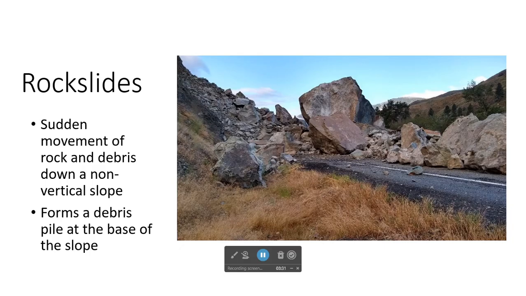Rock slides are next, and rock slides again, the name gives it away. So these are sudden movement of rock and debris down a non-vertical slope, so down some sort of very, very steep cliff face, but not completely vertical. And then it forms a debris pile at the base of the slope. So in this image to the right, this is showing a rock slide, a boulder the size of a small boulder.